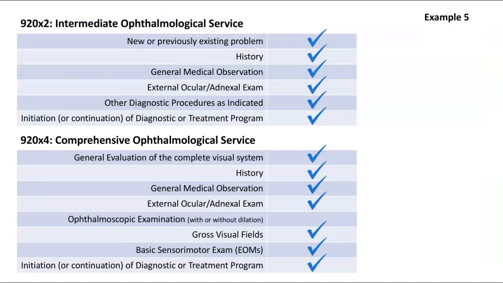When we grade this out on the 92,000 side, you can see it hit all of the required elements for an intermediate ophthalmological service. It does not meet it for a comprehensive because we did not look in the back of the eye. We didn't do an internal examination.